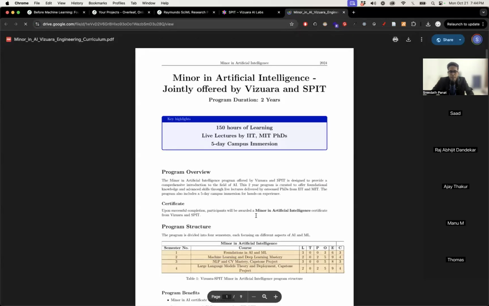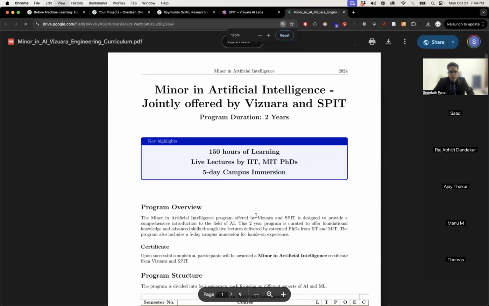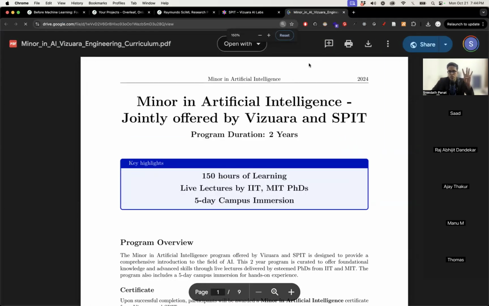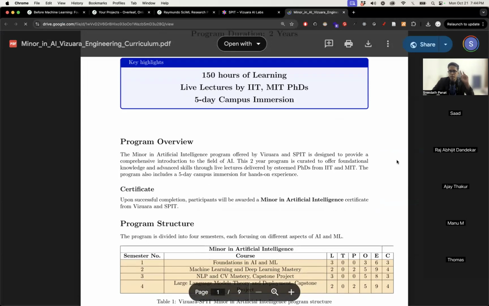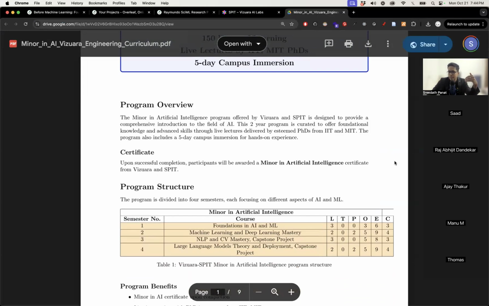But basically, in the minor, we'll be having 4 courses spanned over 4 semesters. So students are enrolling in the minor for 2 years. So each semester, they'll take 1 course. There is also an accelerated stream where some students are taking 2 courses per semester. So they'll be finishing 4 courses in 2 semesters, meaning 1 year.